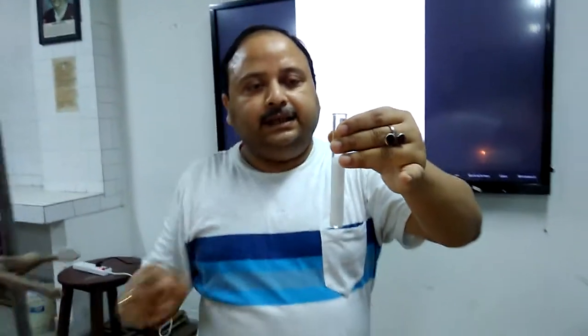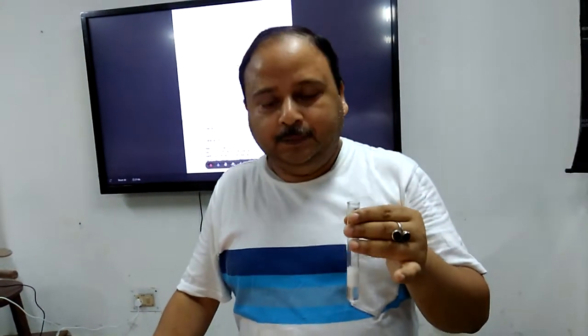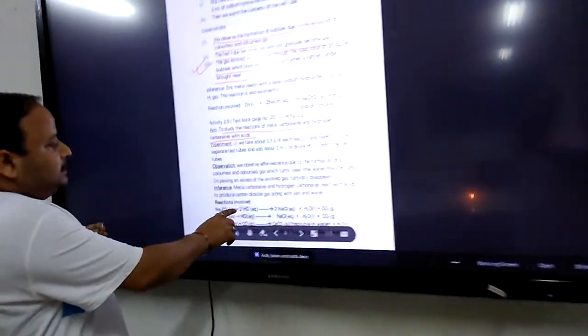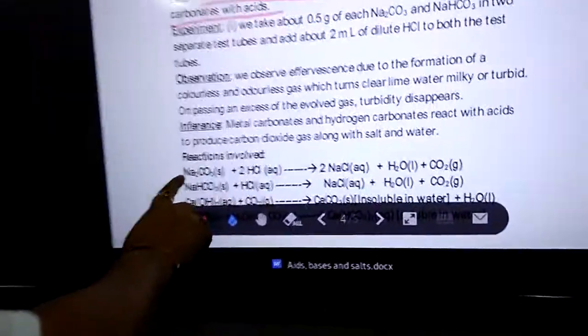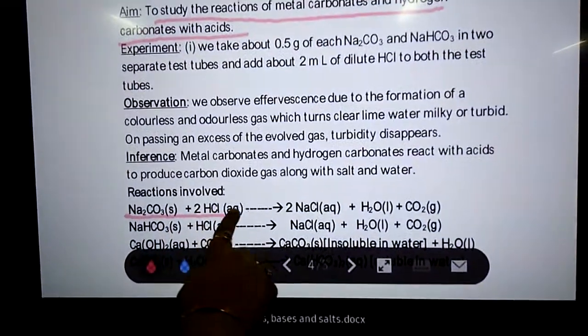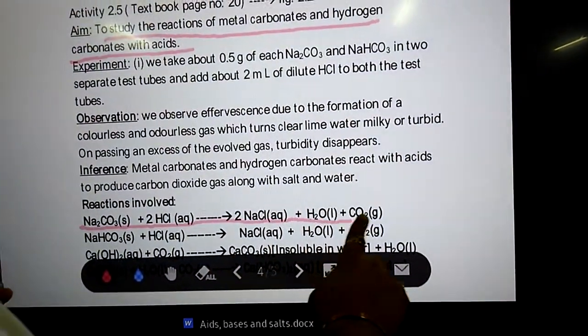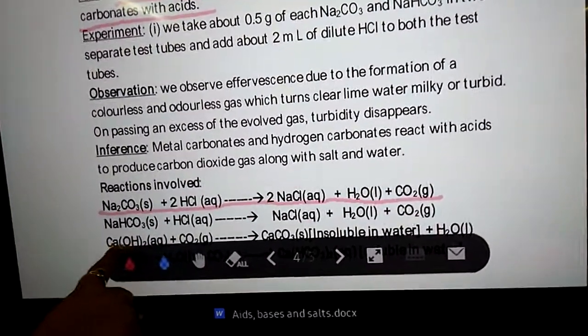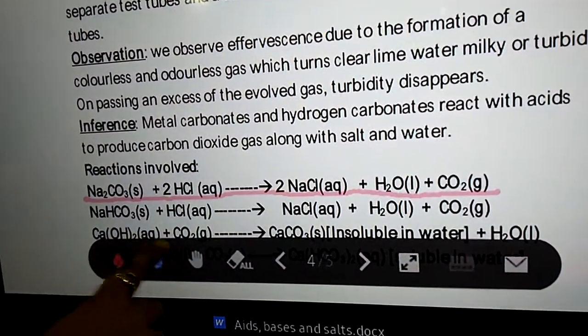Now, this gas is also colorless and odorless, but this is not hydrogen gas, this is carbon dioxide gas. If I pass this carbon dioxide gas through clear lime water, the lime water will turn turbid or milky. This happens because of this reaction. Say I have taken hydrochloric acid, I have made it react with sodium carbonate. It was producing sodium chloride, water and carbon dioxide gas. The same carbon dioxide gas, if I pass through lime water, calcium hydroxide, it will turn lime water milky.